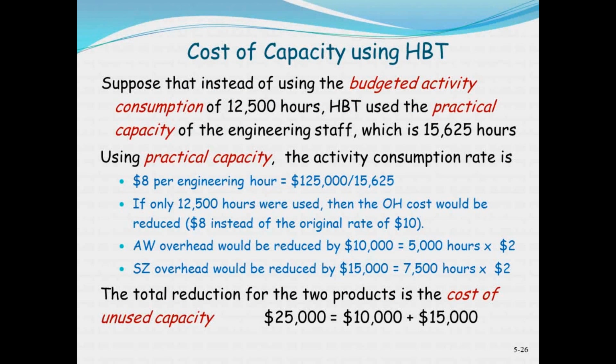In fact, the engineering department had 15,625 hours of practical capacity. Practical capacity does not mean you count up all your people, take 40 hours a week, and figure out how many hours you have. Practical capacity is how much real capacity you have when you factor in training, vacations, sick time, other activities maybe away from engineering that people do. So that 15,625 is a true and practical understanding of how much time was available in the engineering department.